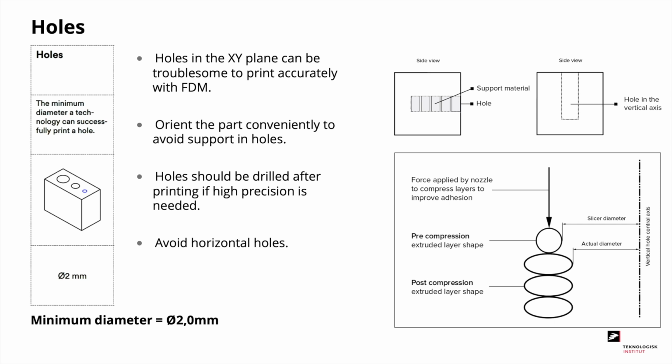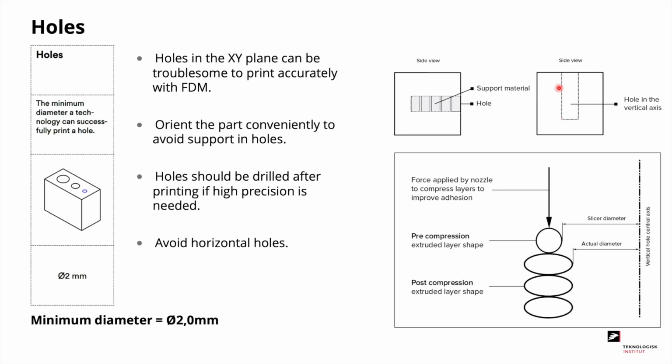Next up is holes. The minimum recommended diameter of a hole should be around 2 millimeters. And you should be aware that it can be troublesome to print holes in the XY plane. This is because you'll need support material inside the hole. Therefore, you need to orient the part conveniently to avoid this support structure. Holes should be drilled out after printing if you need some very precise tolerances. And usually you should just completely avoid having horizontal holes.